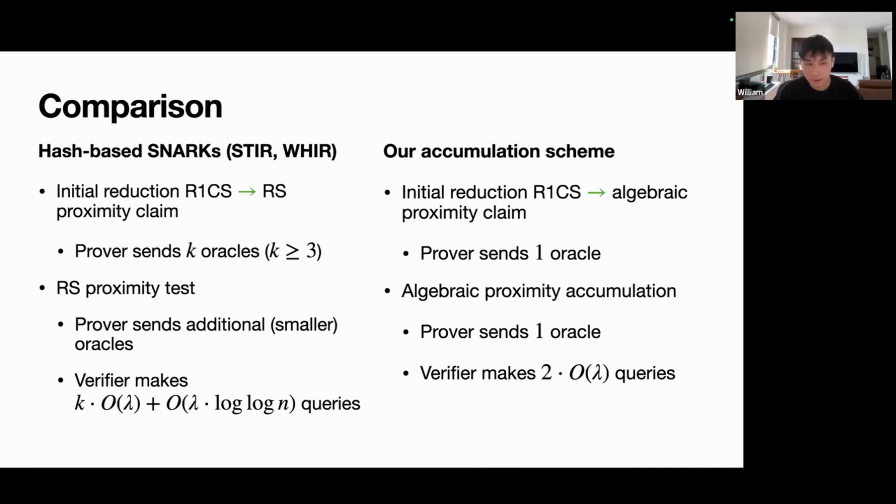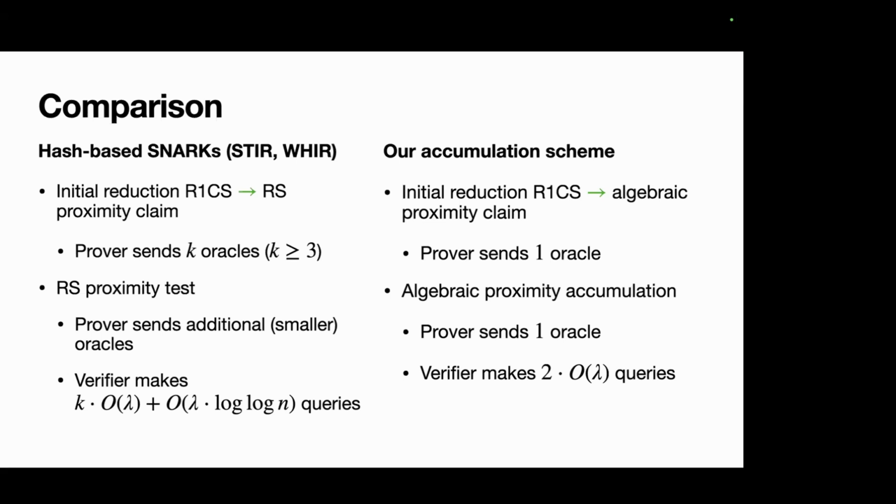Okay. So as you can see across the board, our prover is sending fewer oracles, right? It sends two in total between the initial reduction and the many-to-one reduction. And we have an asymptotically and quite concretely smaller accumulation verifier, due to the fact that in these SNARKs, you typically have many oracles that you need to combine in order to run a proximity test over the virtual combination.